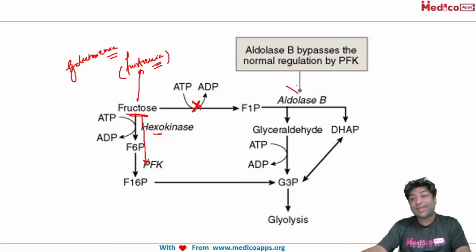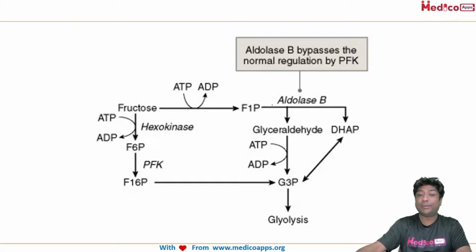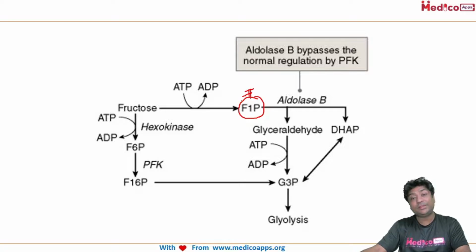But imagine if aldolase B is absent. Then what will happen? This fructose 1-phosphate will accumulate. And this is very, very dangerous because, first of all, all the phosphate is going to be chelated. All the fructose will chelate phosphate. So there is a chelation of phosphate.